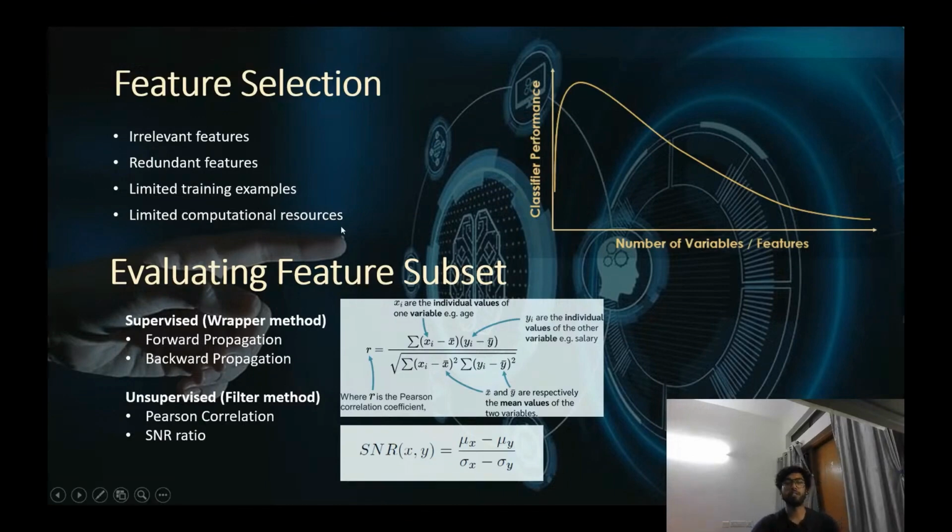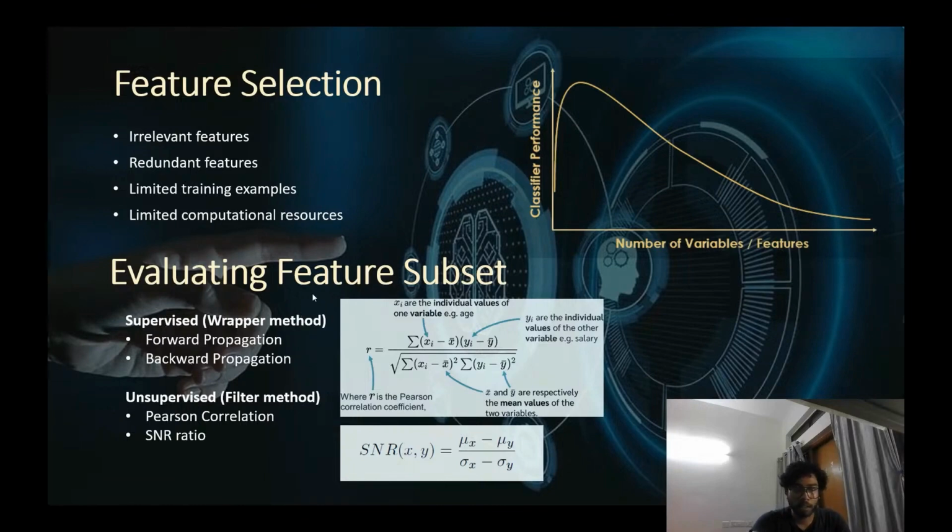Limited computational resources. The more features you include, the more computational power is required. You don't have infinite computational power, so you want to minimize your features. Again, this is the graph: if you increase your variables, first your performance increases and then it decreases, because you are including redundant features, irrelevant features, and so on. So we need to select the features which are only relevant for our model, and that's what we want to use.